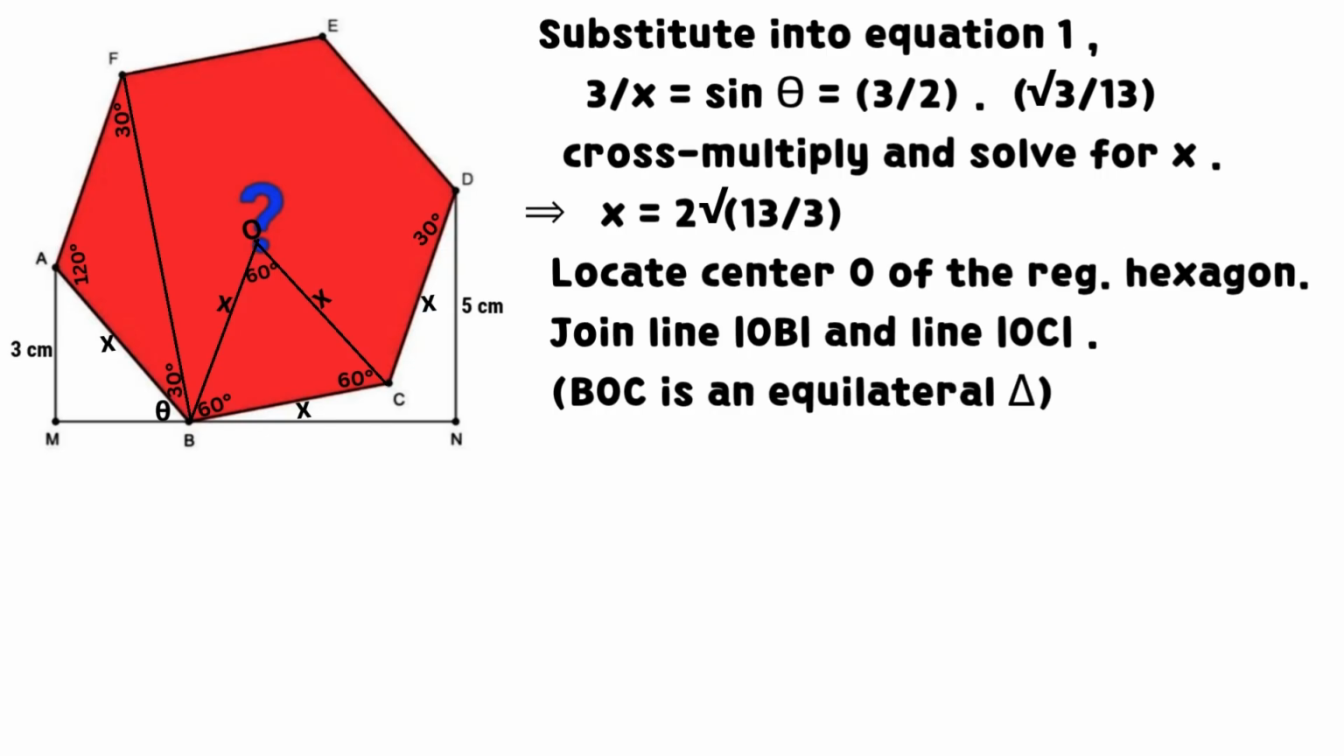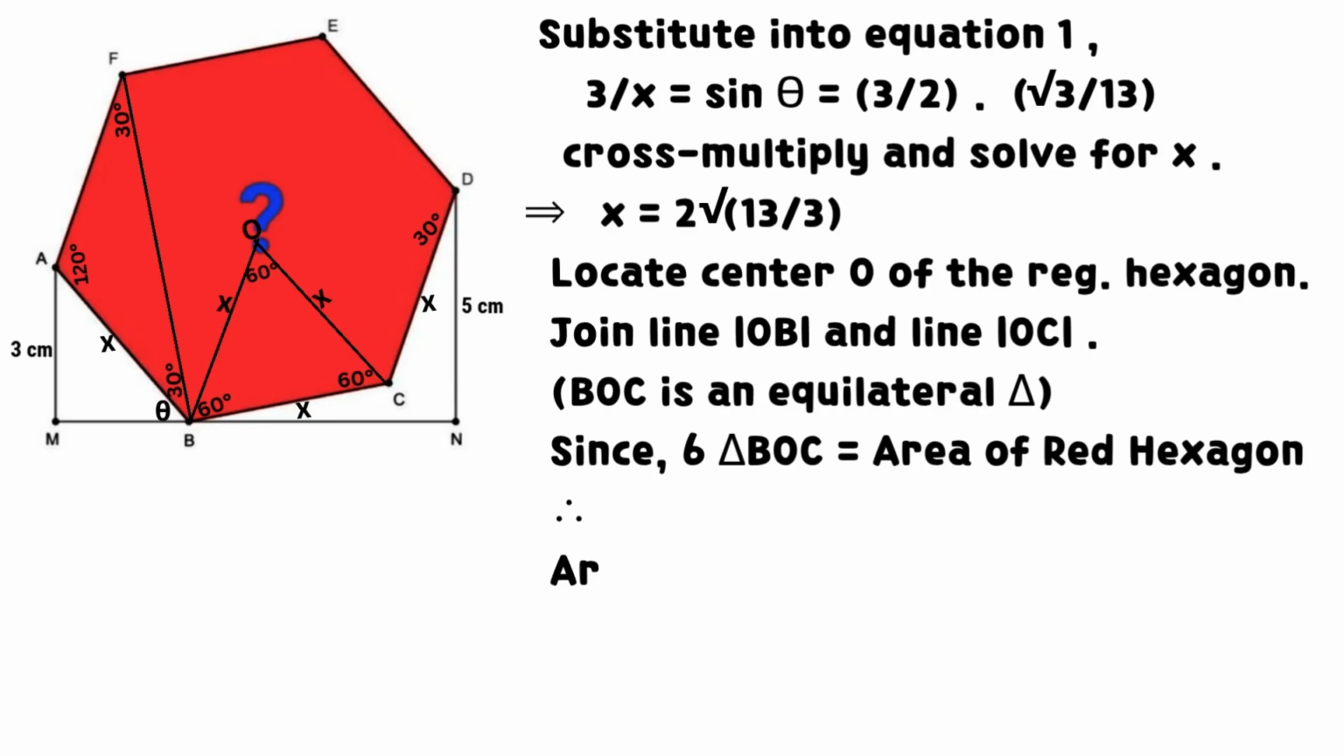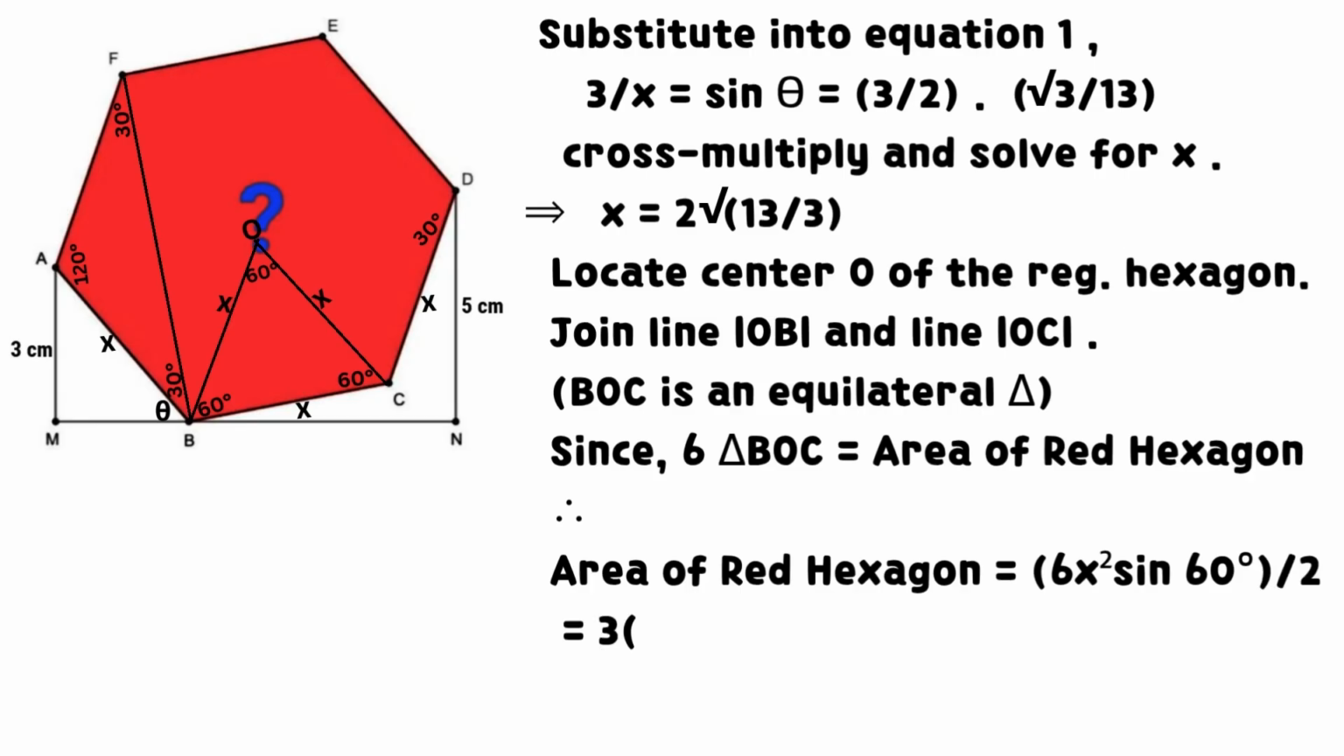Locate center O of the regular hexagon. Join line OB and line OC. BOC is an equilateral triangle. Since 6 times the area of triangle BOC equals the area of the red hexagon, therefore, the area of the red hexagon equals half of 6 times the square of x multiplied by sine 60 degrees, which equals 26 times the square root of 3 square centimeters. After simplification of substituted values.